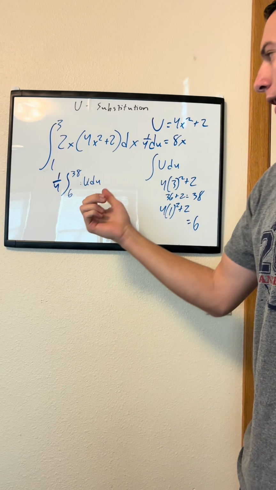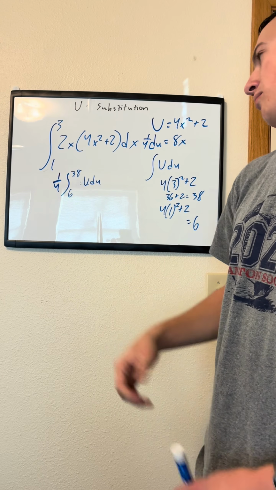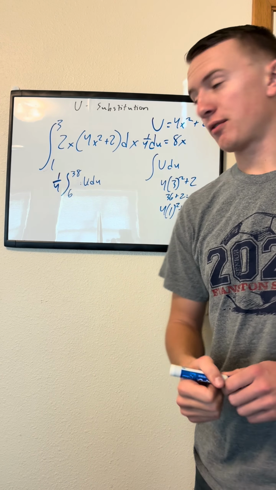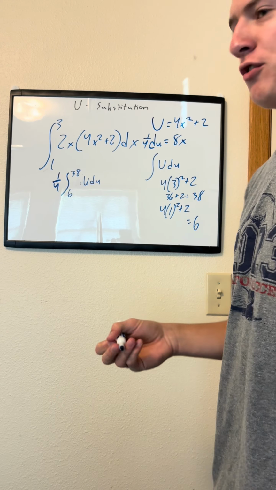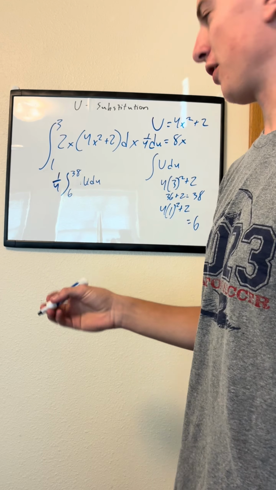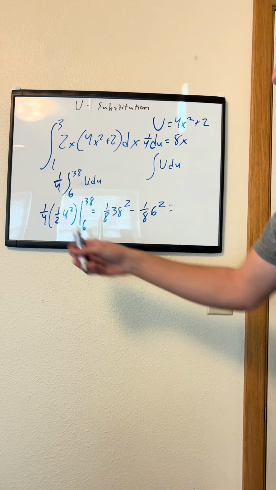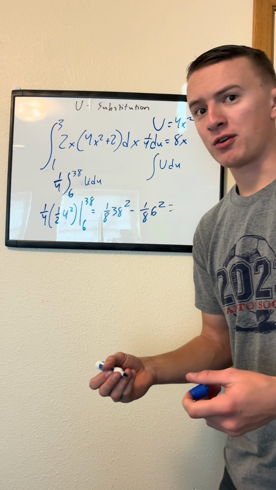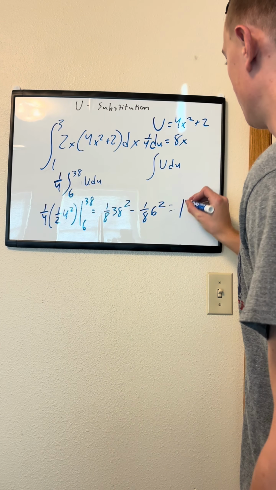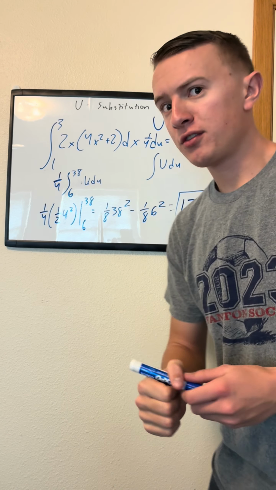Okay, now that we've solved for that, all we're going to do is find the antiderivative of that function, which is going to be 1/2 u squared, and evaluate it from 6 to 38. And after solving for all of that, and using the fundamental theorem of calculus, that integral ultimately becomes 176 as the area under the curve. And that's how you use u substitution.